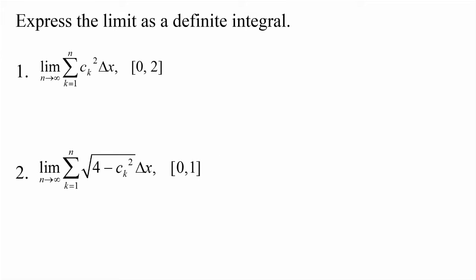Express the limit as a definite integral. Number one, we want the limit as n approaches infinity of the sum as k goes from 1 to n of c sub k squared delta x from 0 to 2. So one possible answer would be the definite integral from 0 to 2 of our function. Now the expression has a c sub k squared. We can call that x squared, but since I've chosen the variable x, we now must say dx.